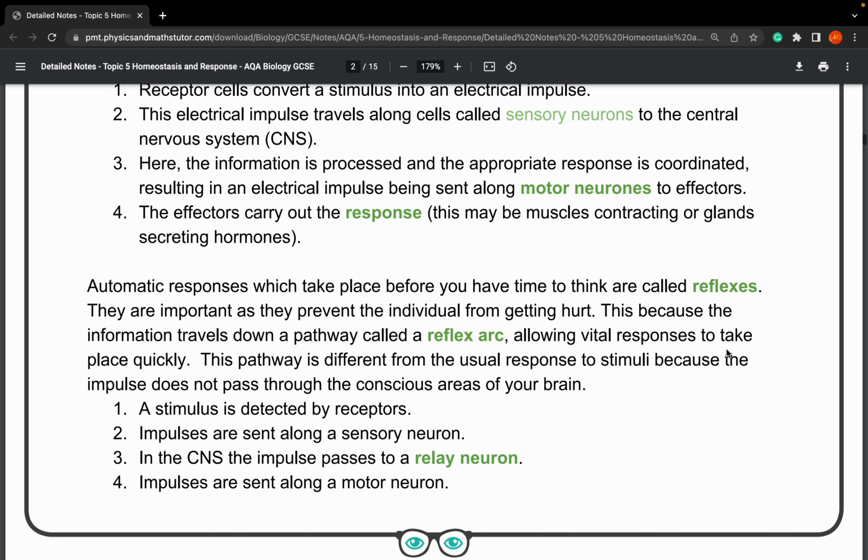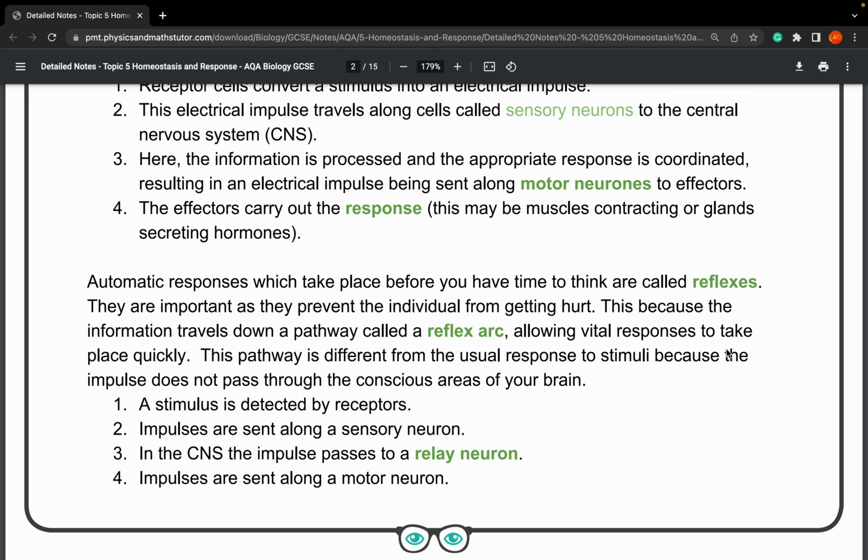This pathway is different because, as I said, there is no involvement of the conscious area of the brain. A stimulus is detected by receptors. Impulses are sent along the sensory neuron. In the central nervous system, the impulse passes to a relay neuron. So instead of going to the conscious area, it goes directly to the relay neuron. So try to memorize the green highlighted words. They are the main words which will give you marks when you are writing the exam. And impulses are sent along the motor neuron. Easy peasy. So receptor, sensory neuron, instead of brain, there is a relay neuron.